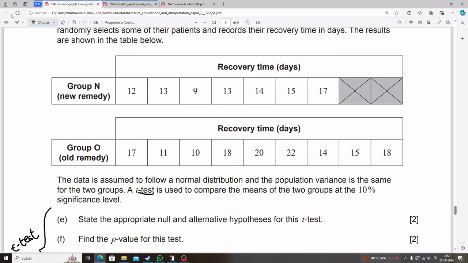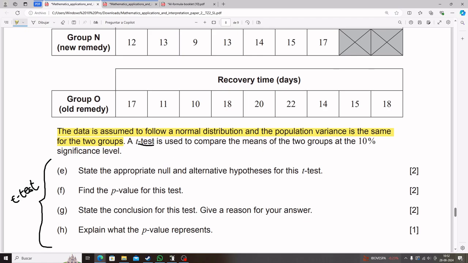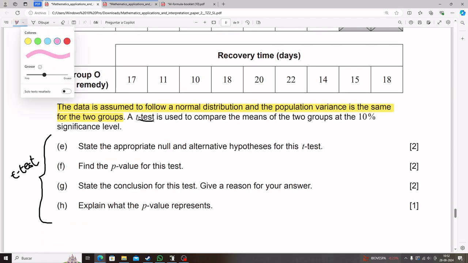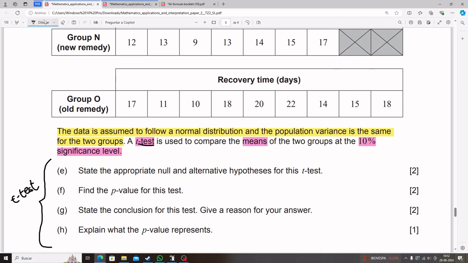¿Vale? So they tell us that the data is assumed to follow a normal distribution with the population variance, and that the population variance is the same for the two groups. This is a little more important than what you think, and that comes into play later, okay? The bigger thing here, though, that we will focus on is that they use a t-test that compares the means of the two groups at a 10% significance level. So I know this is a lot of blah blah. I know that some of us are a little bit confused, so let's go piece by piece. The first thing is that a t-test, what it does is that it compares the means, quite literally.